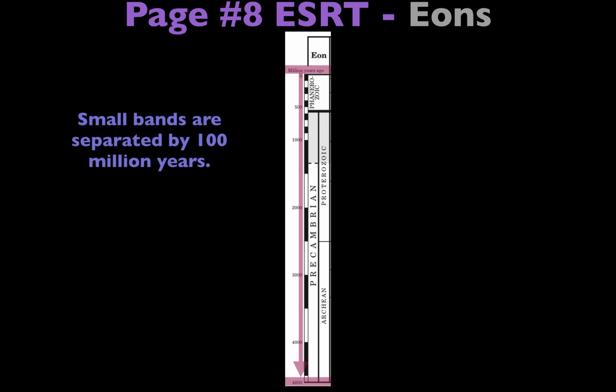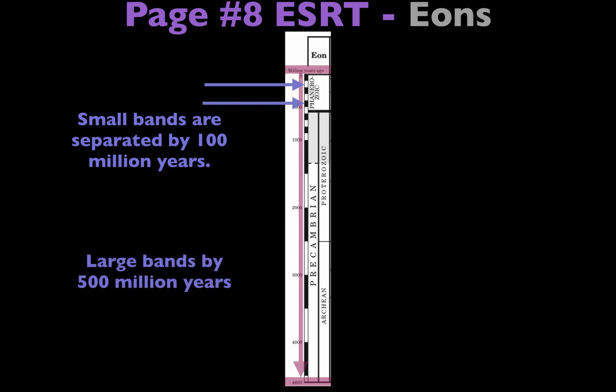Now we need to learn a little bit more about how this time scale is structured. You'll see small bands closer to the top that are separated by 100 million years. So you have these black and white bands. Here's a white band, here's a black band, and individually, each of those bands represents 100 million years. Further down on the chart, you're going to see larger bands that are separated by 500 million years. Here's an example. We have a black band that represents 500 million years, and then also another white band that represents 500 million years.